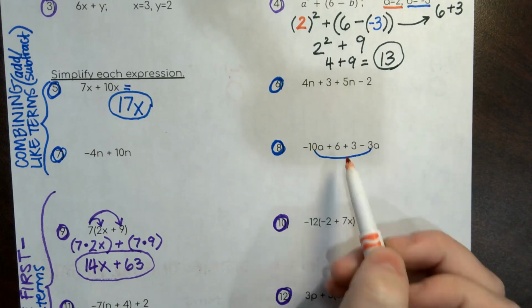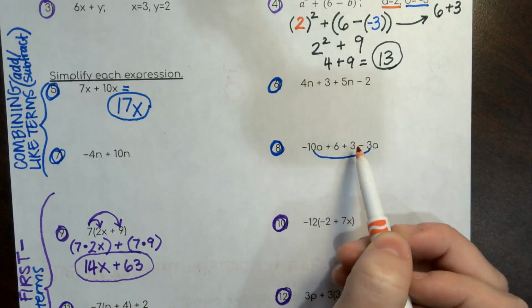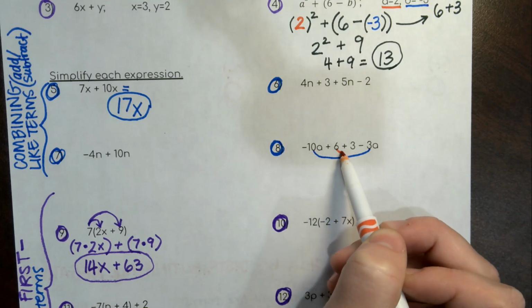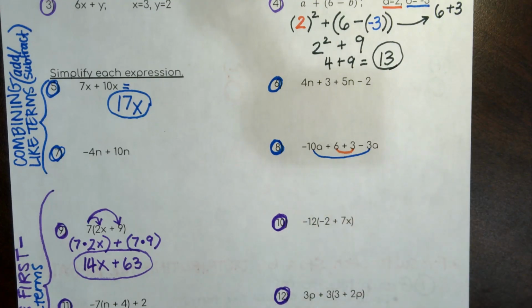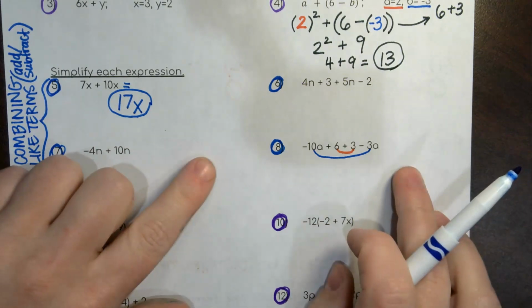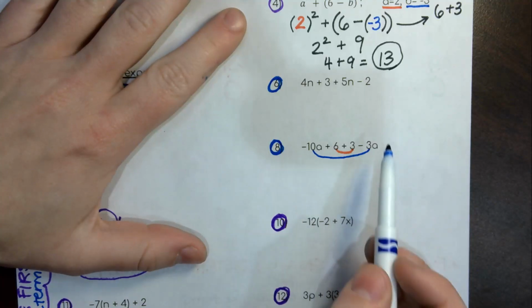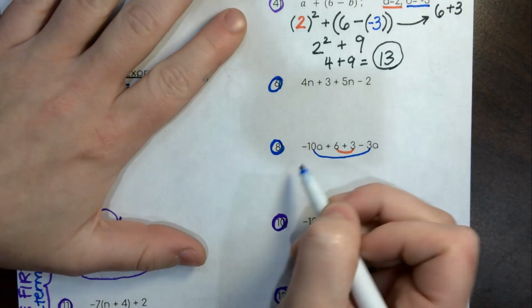And then I have these 2 numbers in the middle that don't have variables. So I'm going to connect those with a different color because those are also going to get put together. Okay, so I know what I'm combining now. Let's go ahead and group the ones that go together. I'm going to start with the blue ones that I labeled. I've got negative 10a.